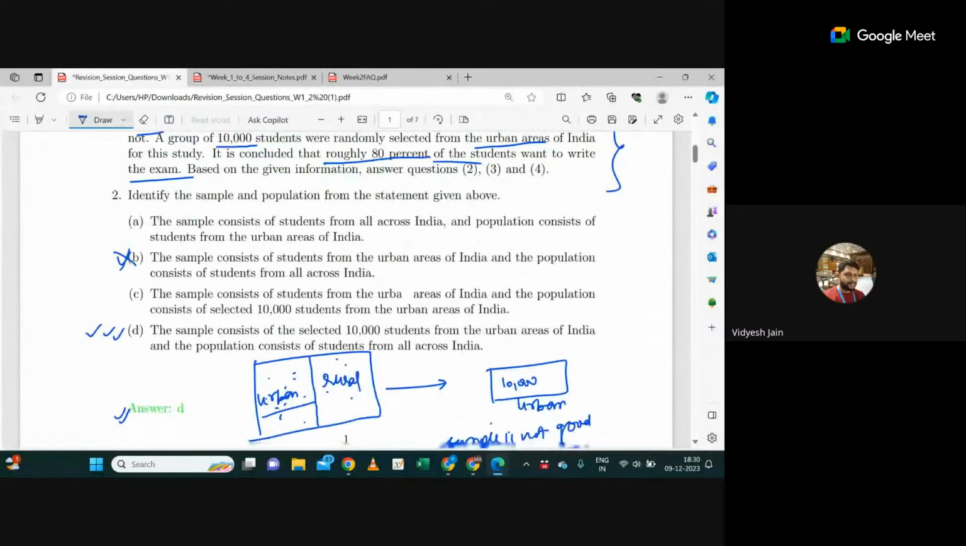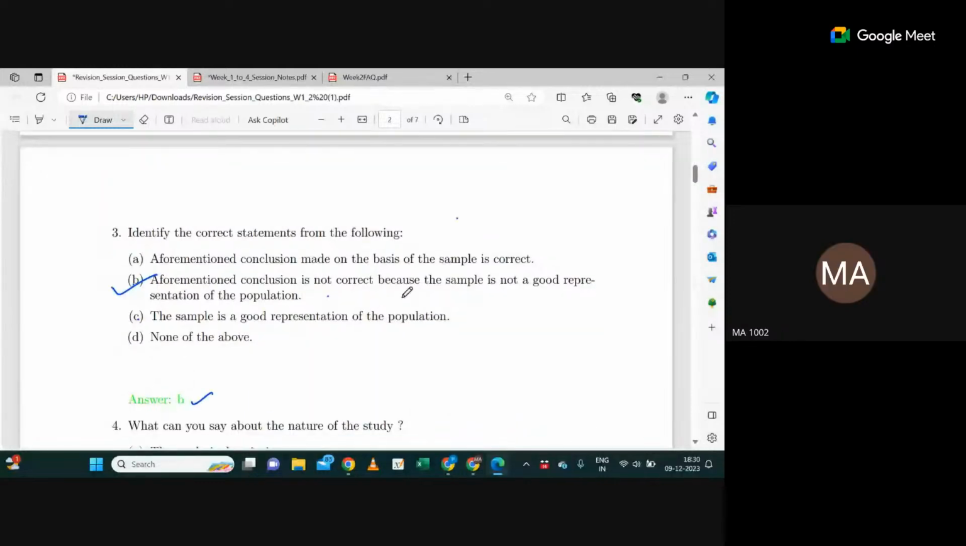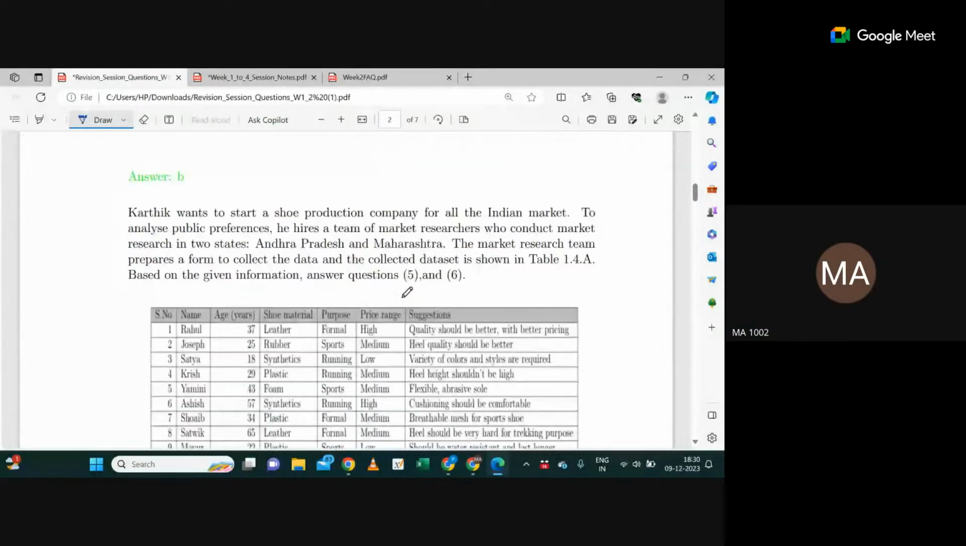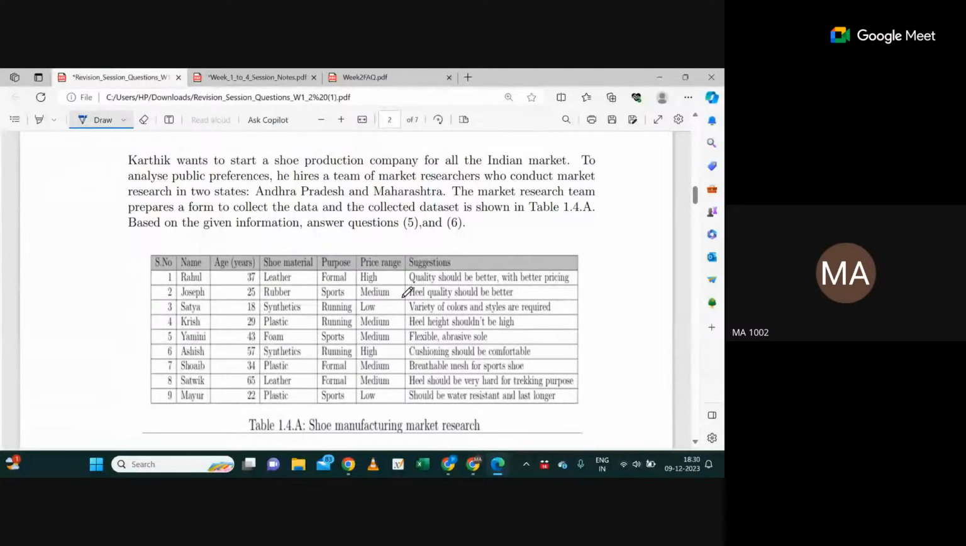Yes. Great. Okay, so there is a different question. Karthik wants to start a soup production company.